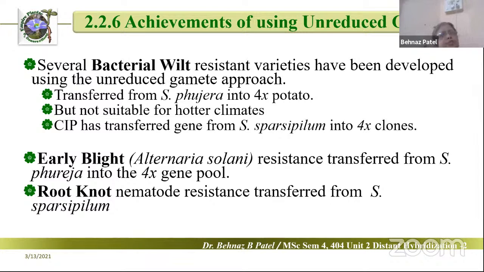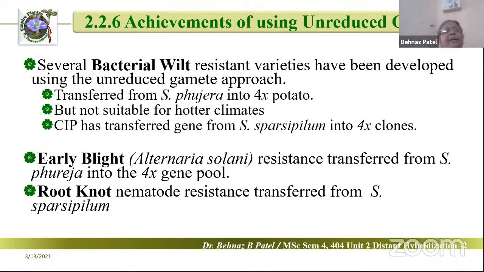Children, sometimes at the spur of the moment in your exam, you may not be able to recollect the name of the species from which it has been transferred. But then also please mention and just write that from the wild species. And Solanum fugera, you are going to use the word very often. So at least those examples, please try to remember. But if you're going to have objectives, then of course you would have to remember all.